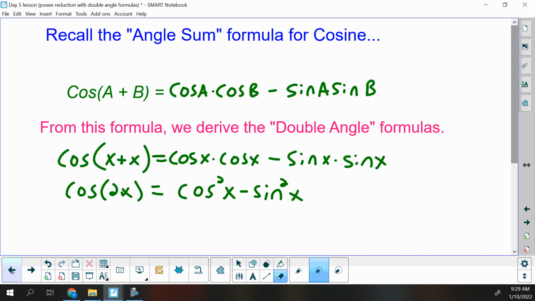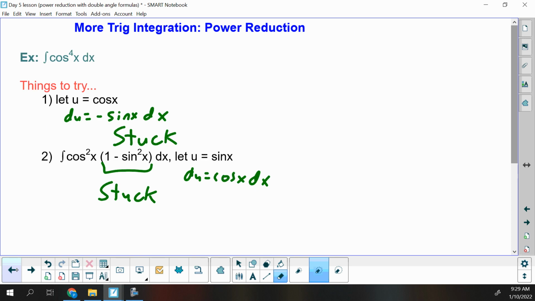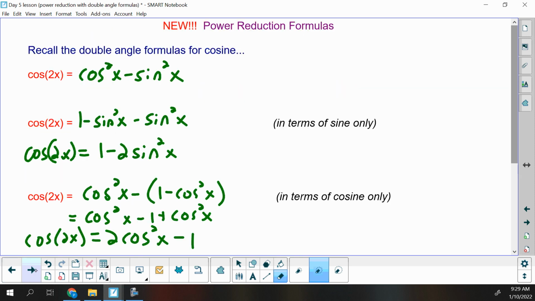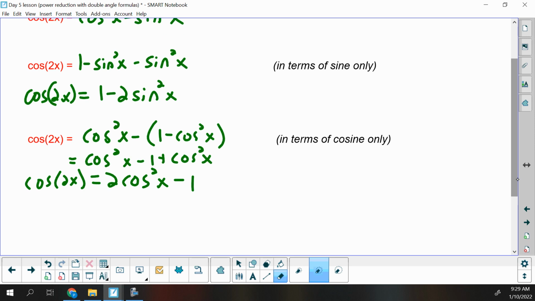So basically the problem we were running into on that previous problem was still being stuck with sine squareds and cos squareds. So what we're going to use this to do is to reduce our powers. So let's look specifically at this line and this line here. And what we want to do is get the sine squared and the cos squared by themselves.